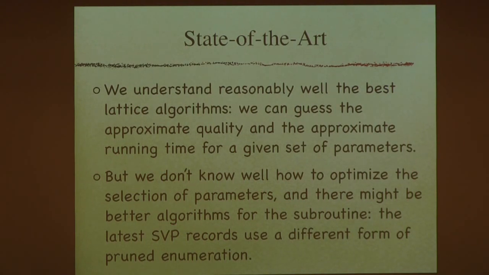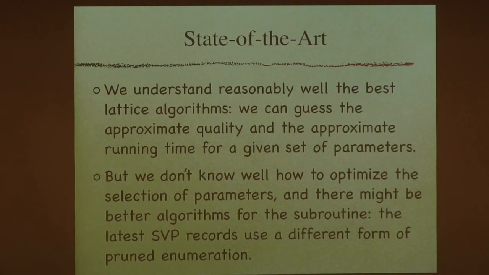So what is the state of the art? The state of the art right now is we understand reasonably well the best lattice algorithms in the following sense. We don't know everything, but we can guess the approximate quality and the approximate running time once everything is selected. Say I'm going to use BKZ with block size 120 with a pre-processing using BKZ 80, and so on. If we choose everything, we have a fairly reasonable approximation of what's going to happen.